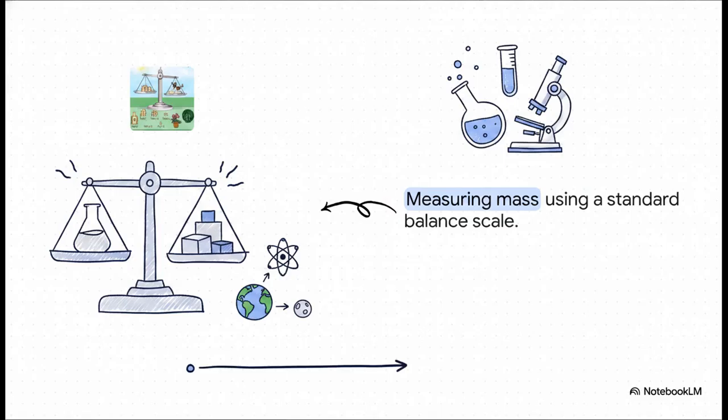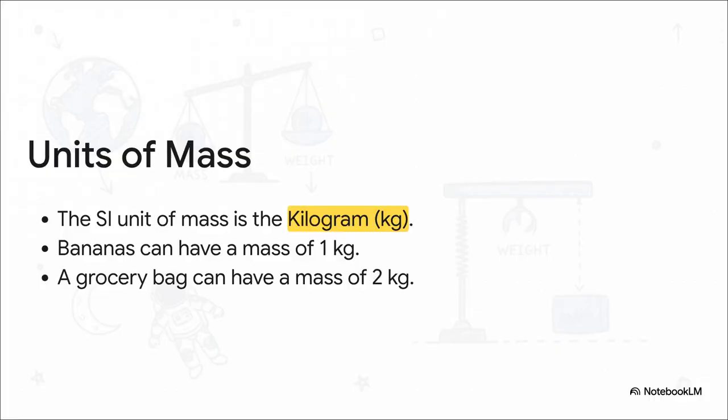Now, to measure this physical matter accurately in a lab, we use a standard balance scale. The mechanism is pretty clever. It compares an object on one side against known standard weights on the other. Because it's a direct comparison of physical matter against physical matter, it tells us the true, unchanging mass of an object. When we record that measurement, the standard scientific unit we always use for mass is the kilogram.